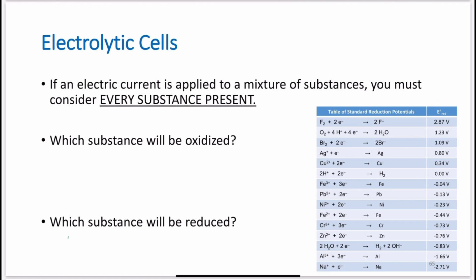Well, if an electric current is applied to a mixture of substances, you should be able to consider every substance present to be able to tell me what's actually being oxidized, what's being reduced. You should be able to look at a standard cell potential table and tell me what's going to happen at each point. So, which substance will be oxidized, which will be reduced? Well, the substance being oxidized is the substance that's easiest to oxidize.